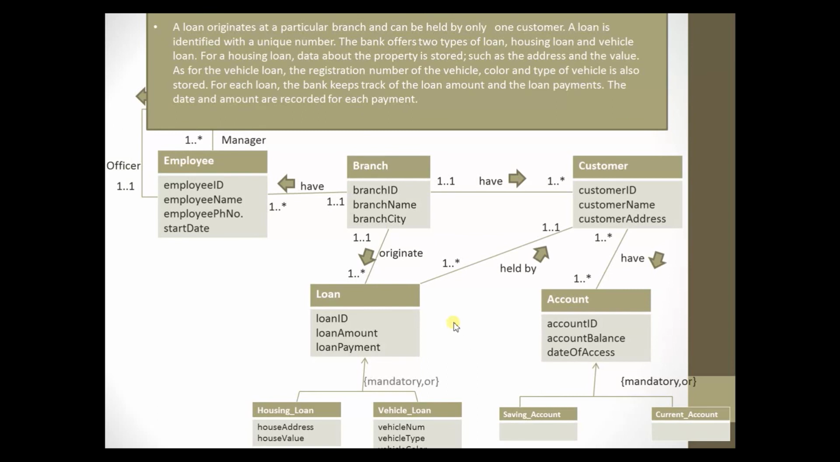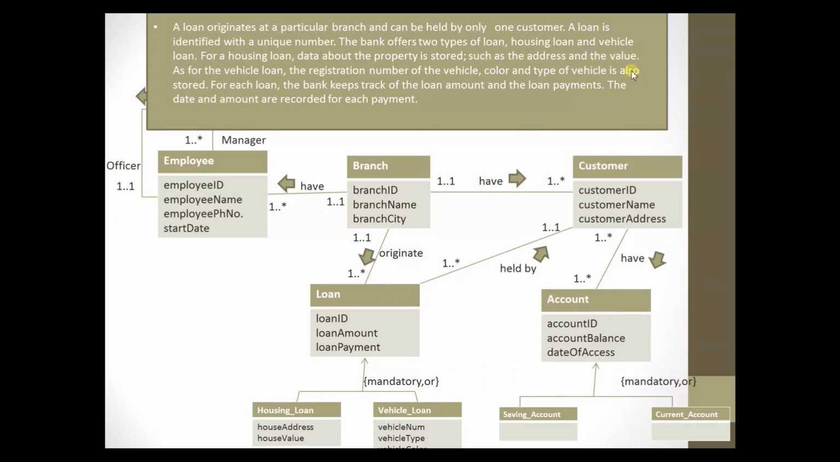Okay, so we write mandatory, and "or", because other than these two subclasses there is none. So we can select either this or this. So this is mandatory, and we put "or" because a loan can be a housing loan, can be a vehicle loan, or it also can be both. So we put "or" here.